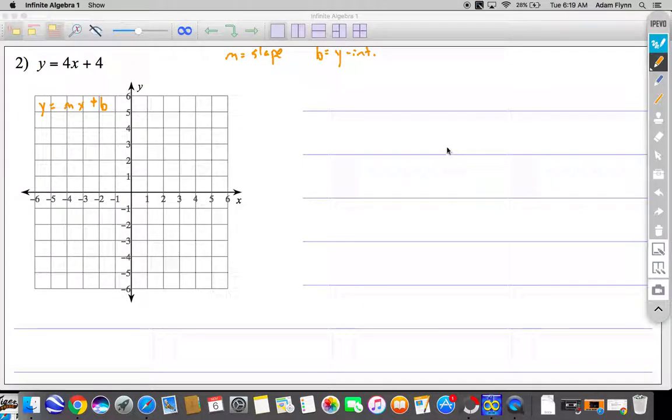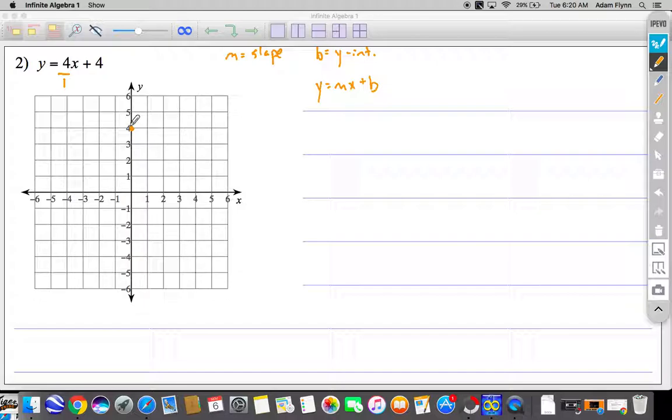All right, number 2. So again, just writing my equation up here so I don't forget. So I will start at my y-intercept, which in this case is 4, so I'll go up to 4. My slope is also 4, and I know it's a positive number, so it'll be going up from left to right. But I don't have a fraction here. So to make that a fraction, I'll put it over 1, because 4 divided by 1 is 4.